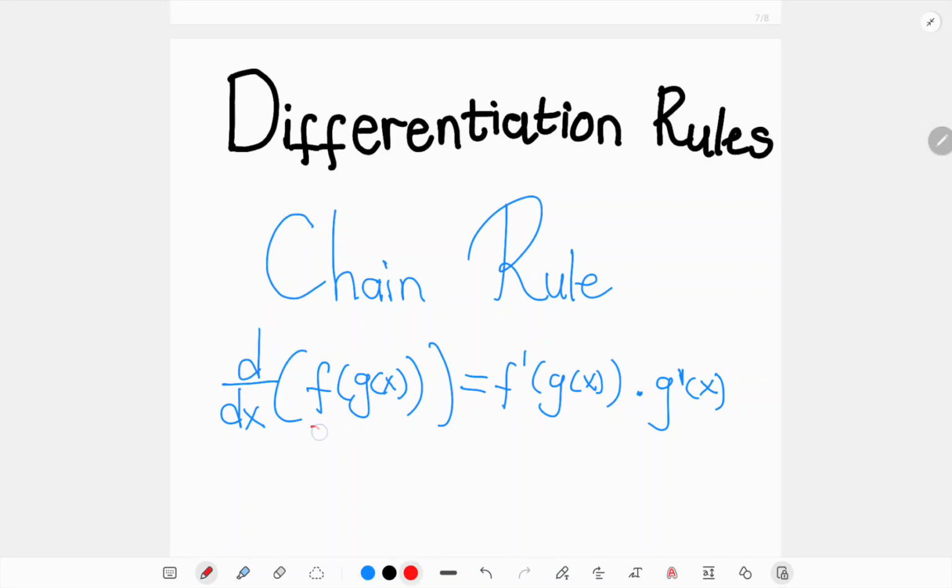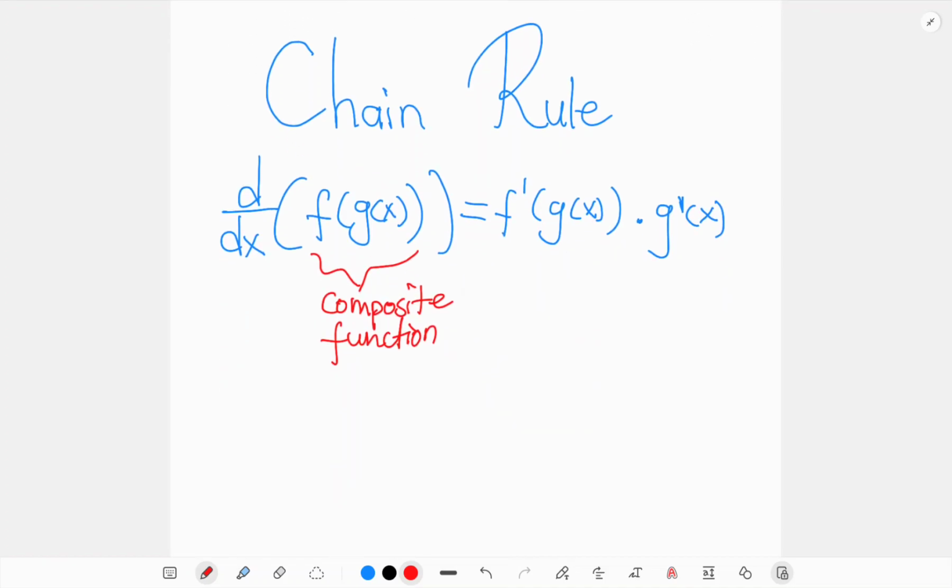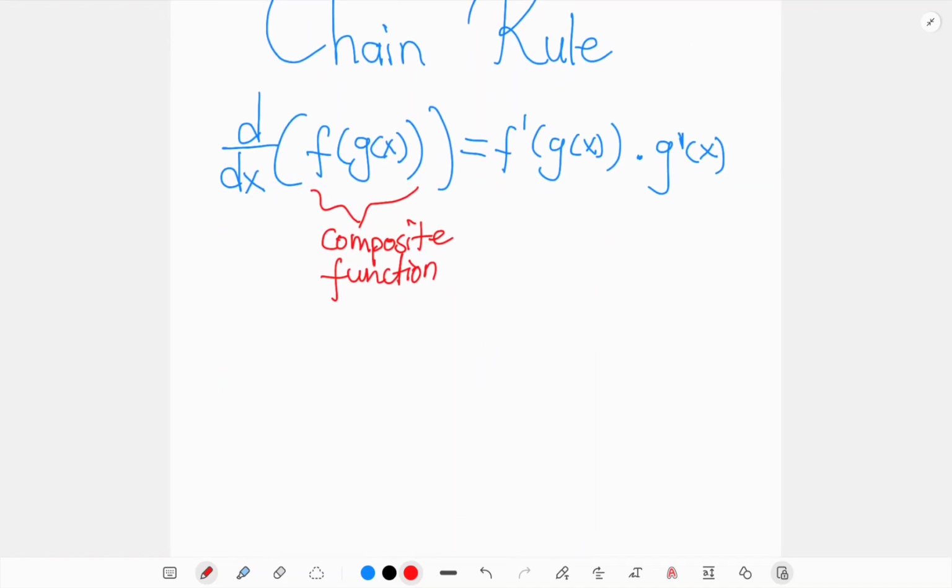So this represents a composite function, right? So the chain rule, we use it to find the derivative of a composite function. So now let's make it much more simple and much more easy to do by applying an example. So let's say we have an example.